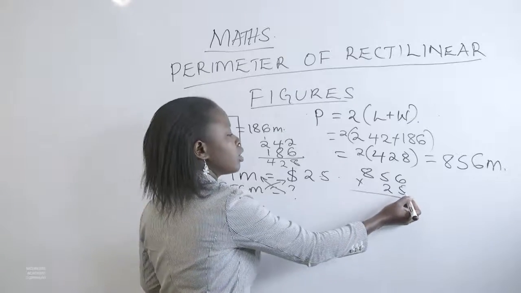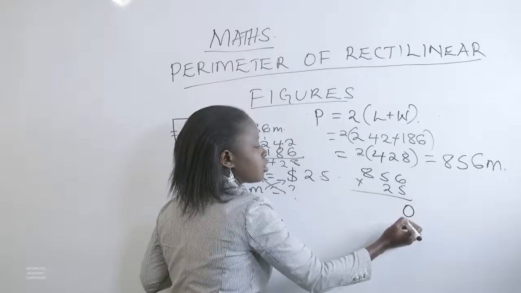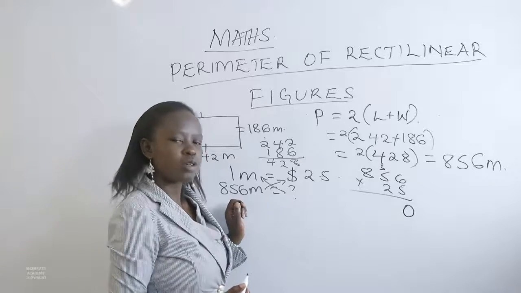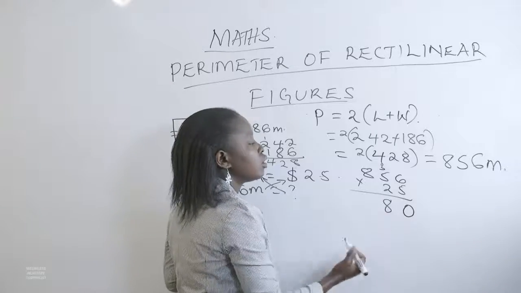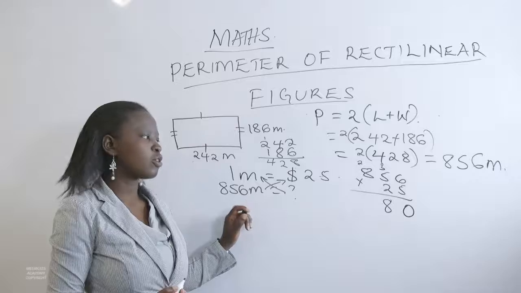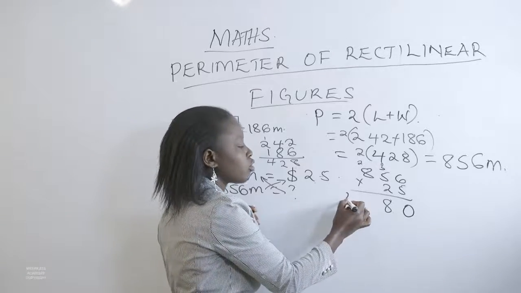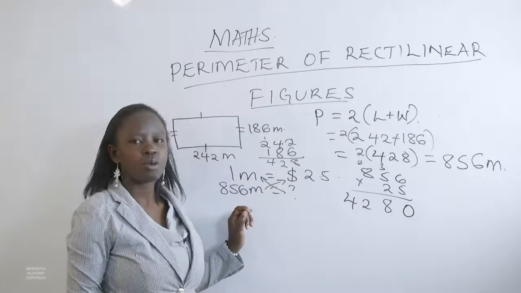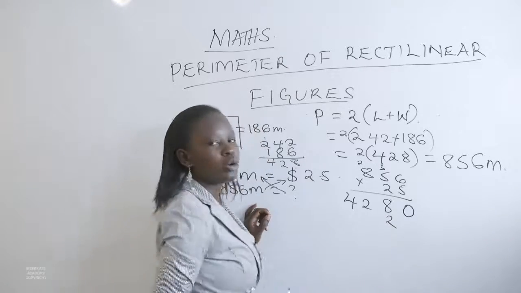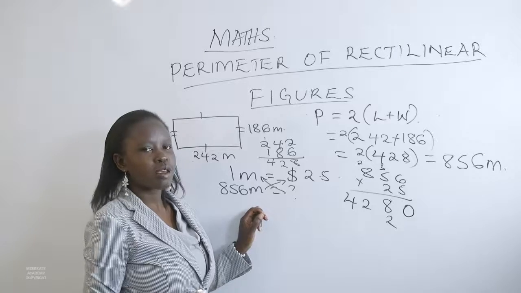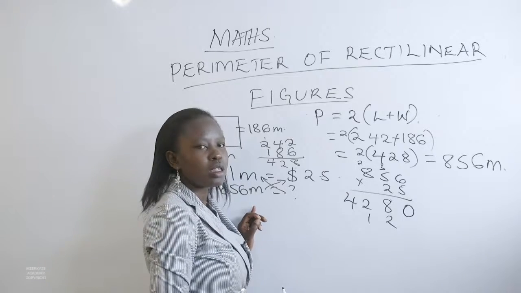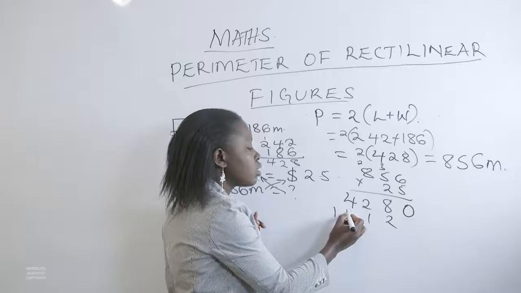That means 6 times 5 will give us 30. So we write 0, carry 3. 5 times 5 is 25. 25 plus 3 is 28. Carry 2. Then 5 times 8 is 40. 40 plus 2 gives us 42. 2 times 6 is 12. So write 2, carry 1. 2 times 5 is 10 plus 1 gives us 11. Then 2 times 8 is 16. 16 plus 1 is 17.